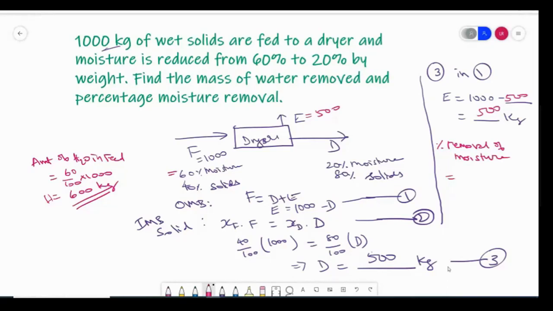Percentage removal of moisture is equal to 500 kg, that is the E value, by this amount of moisture in the feed, which is 600 kg, into 100, right? How much? 83.33. Yeah, very good. So you have 83.3% removal. So that is the answer, right?